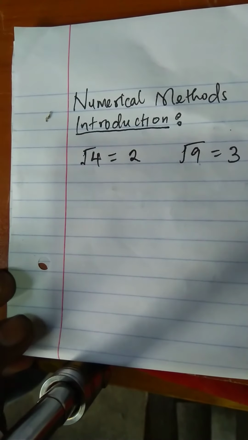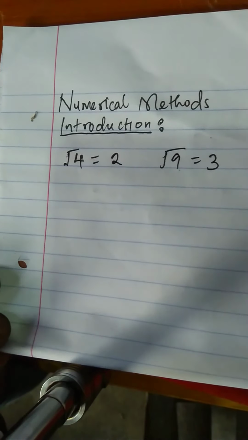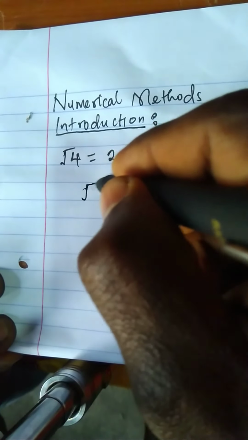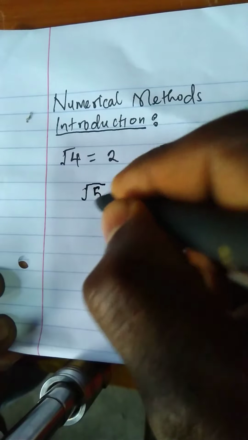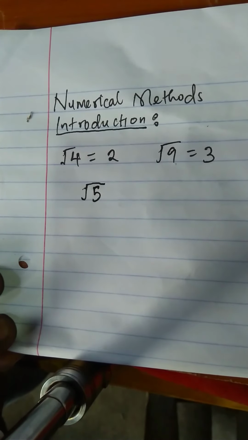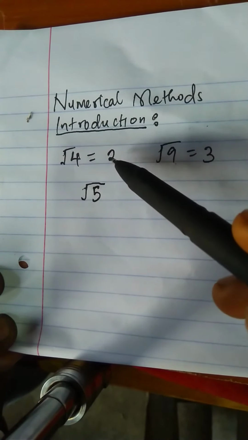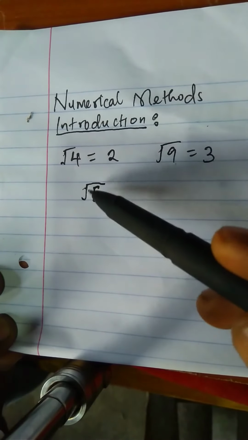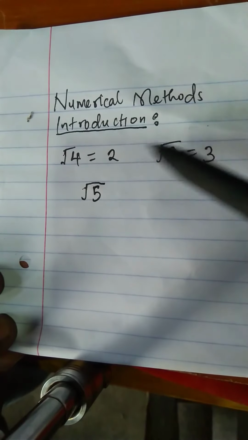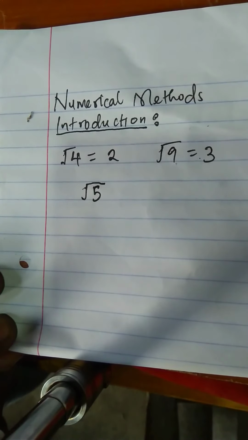Today, being our introduction to numerical methods, let us discuss an example. What will be the square root of 5? The square root of 5 can only be approximated. By approximation, the root of 5 can only lie between 2 and 3. And we can also see this by different means.